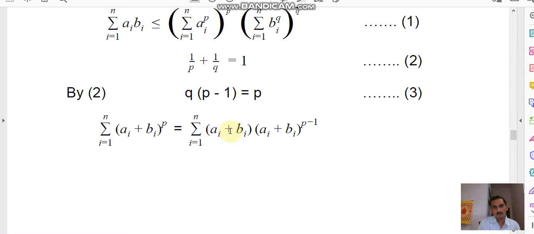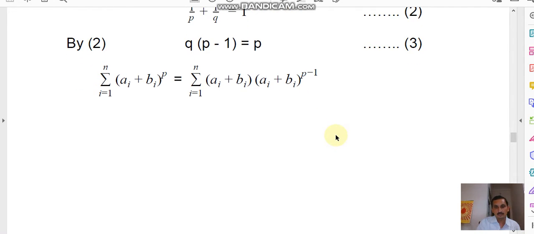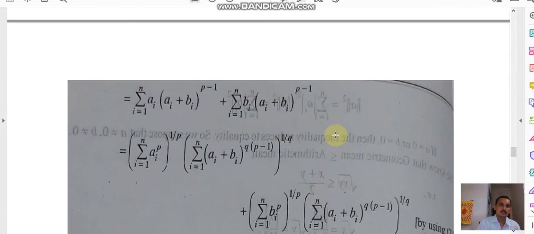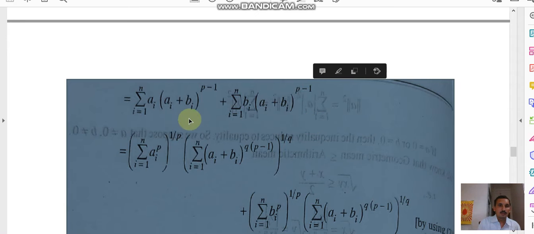So this is equal to summation of (a_i + b_i) into (a_i + b_i) to the power p minus 1. Now applying the distributive property, we obtain this as the sum over i equal to 1 to n of a_i into (a_i + b_i) to the power p minus 1, plus the summation over i equal to 1 to n of b_i into (a_i + b_i) to the power p minus 1.